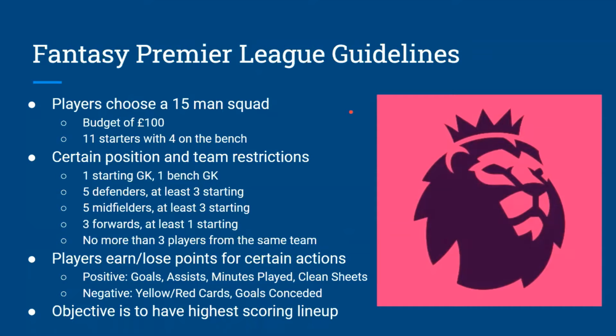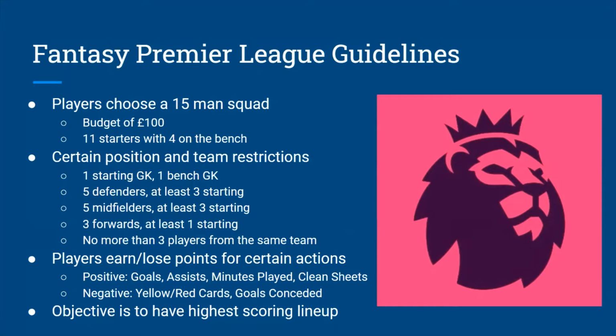First, when a player joins Fantasy Premier League, a user is given £100 to pick 15 players, specifically 11 starters with 4 on the bench. We also have to follow additional rules on the limit of the number of players for each team and position. We can have no more than 3 players from the same team.